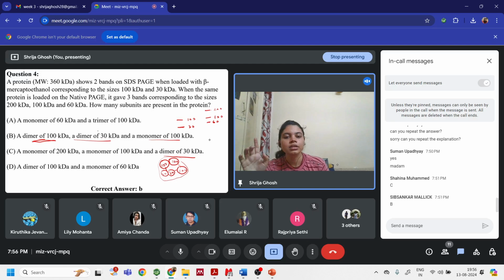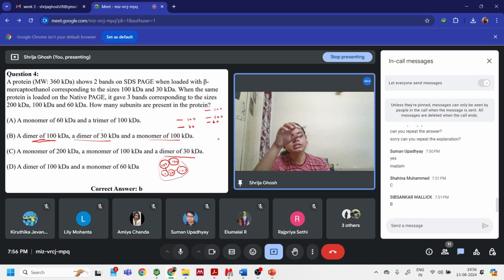Now when we run SDS page and native page simultaneously, we can actually figure out how many subunits there are. If I run the protein on SDS page and get a single band at 30 kilodalton, but on native page I get a single band at 60 kilodalton, that means we have a protein that is a dimer of 30 kilodalton. When running the SDS page, the 60 kilodalton protein was breaking into 30 kilodalton subunits, so we get one single band.